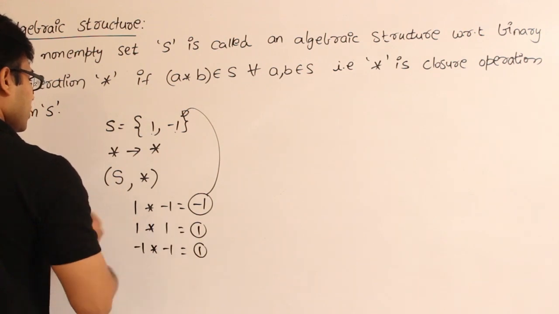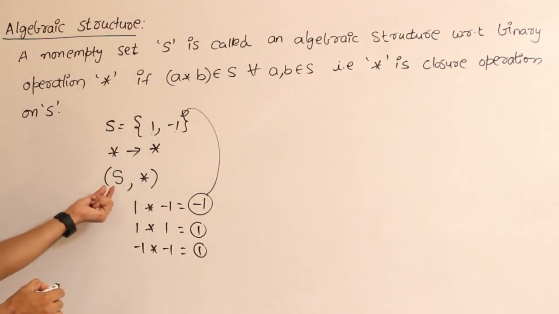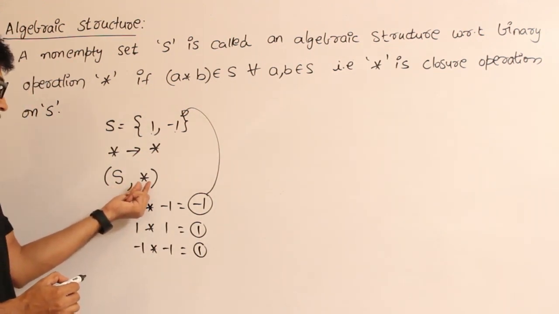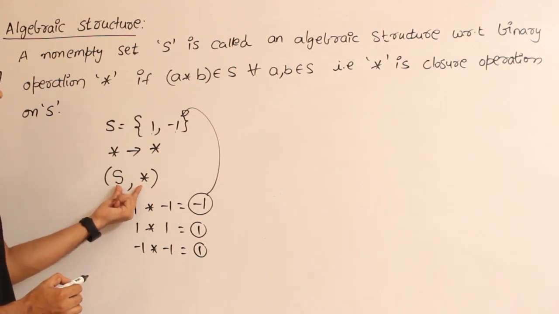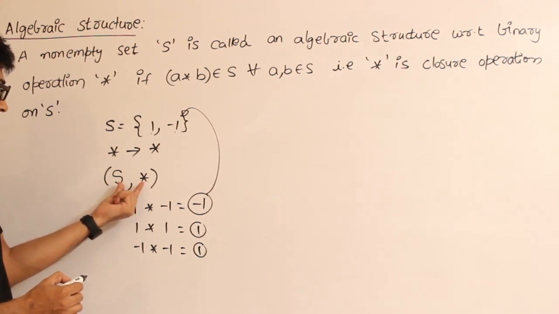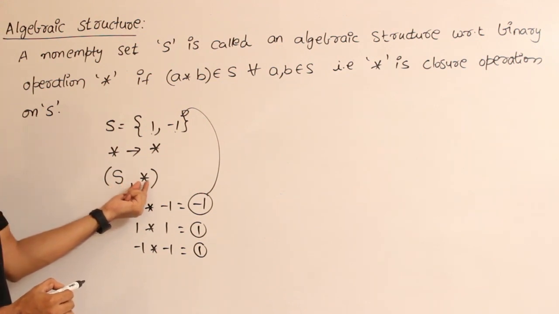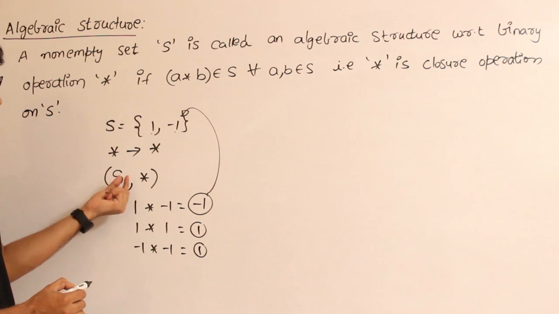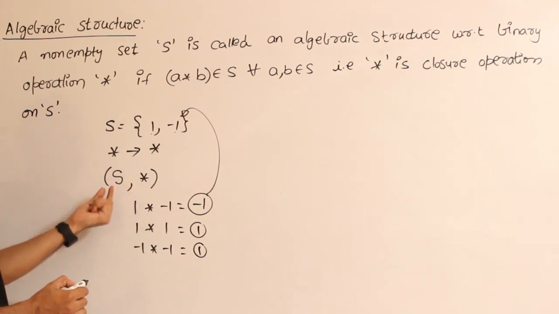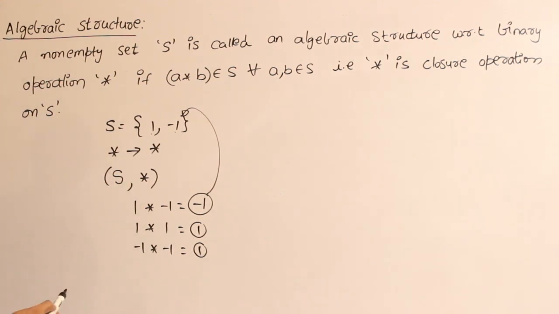Therefore what we found out is that this particular set and this particular operator can be called an algebraic structure because this set is closed under this operation, which means if I take any two elements from this set and apply the operation, I get one of the elements in this set. That is called an algebraic structure. So let's see one more example.